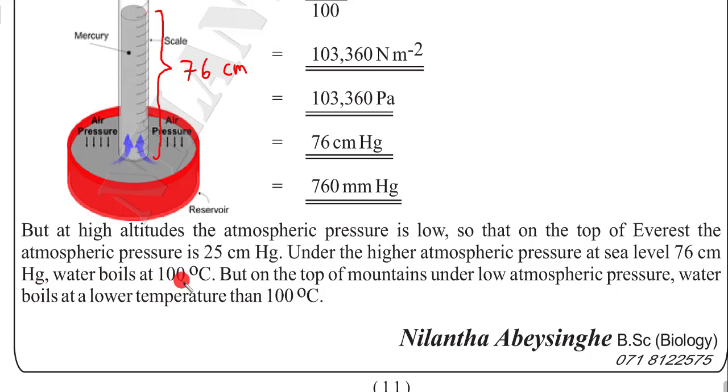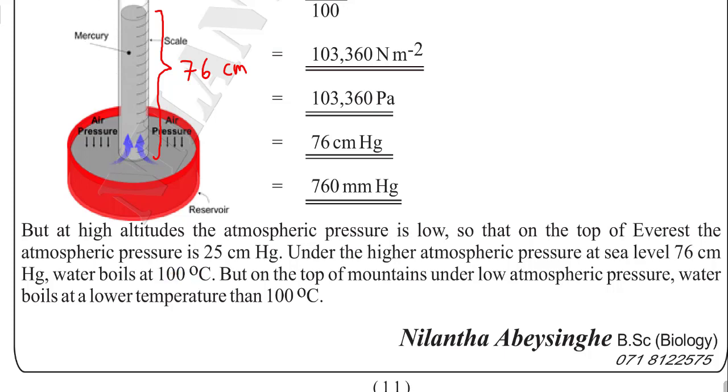Water boils at 100 degrees centigrade. Right? Because actually water boils at 100 degrees centigrade, children, at sea level, 76. But on top of mountains, under the low atmospheric pressure, water boils at a lower temperature than 100 degrees centigrade. If you go to Nuwara Eliya and other areas, you boil the water and see the temperature, it is lower than 100. When you go to lower and lower atmospheric pressure, water boils at a very low temperature. When the atmospheric pressure is high, water boils at a very high temperature. At sea level, it boils at 100 degrees centigrade.